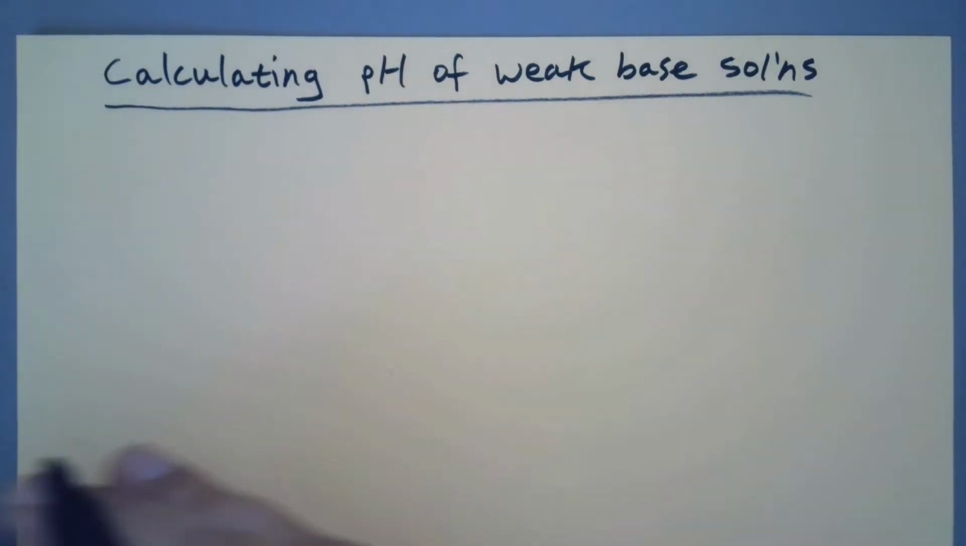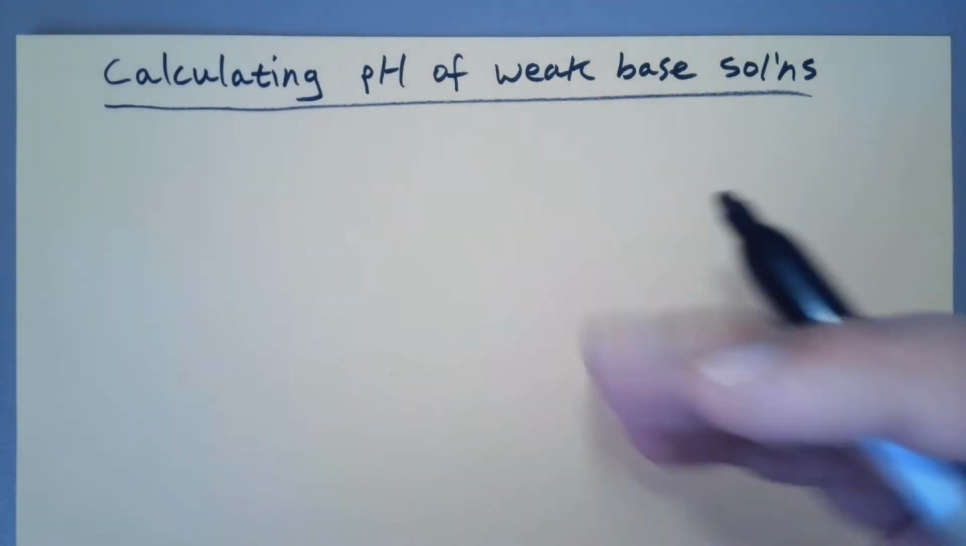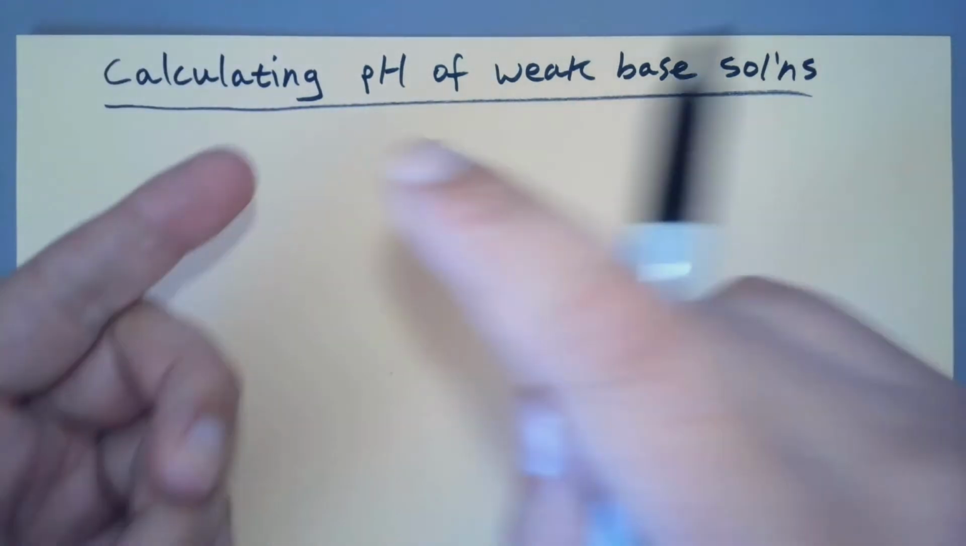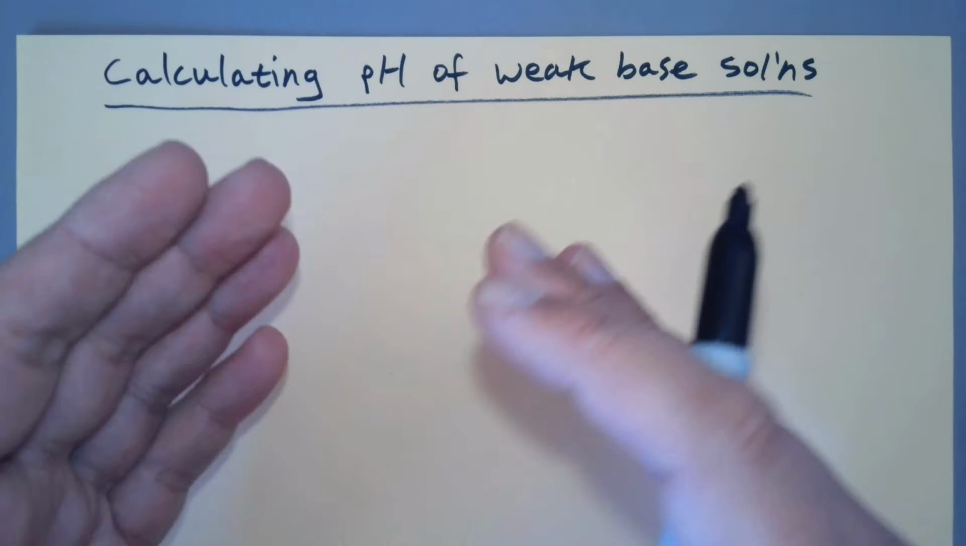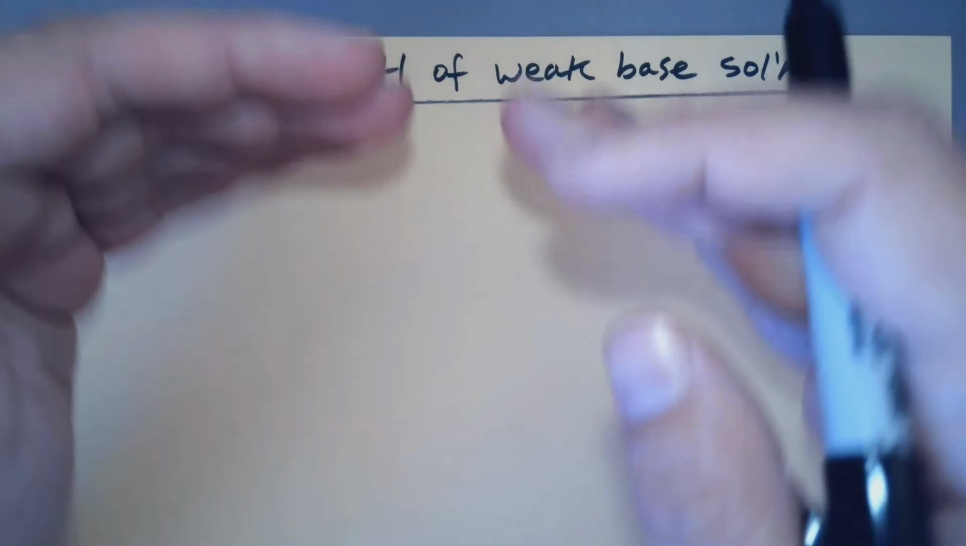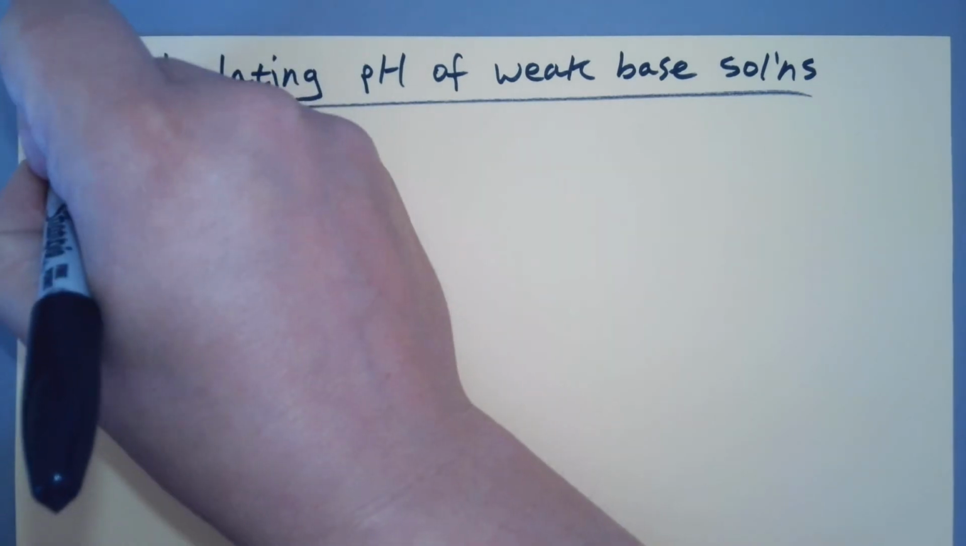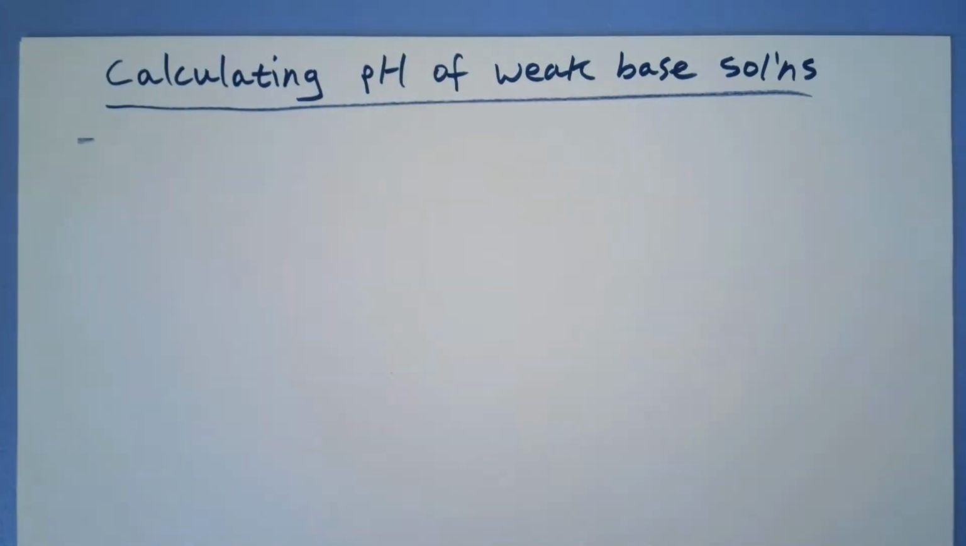Okay, so now we're just going to do what we did before, but with bases. These ideas of a weak base and Kb and all of that stuff are going to come into play here. We're going to do an ICE table, all of that. And again, I can summarize what we're going to do in one sentence.